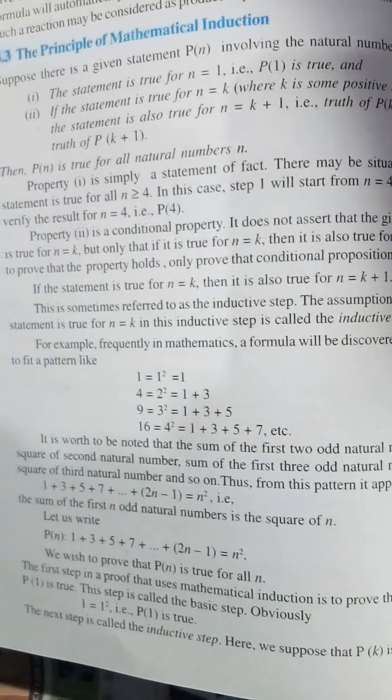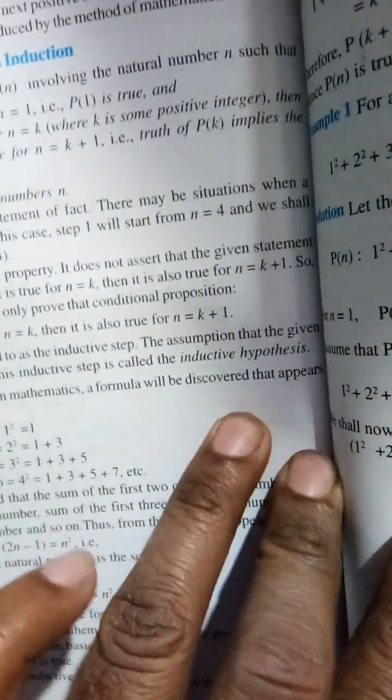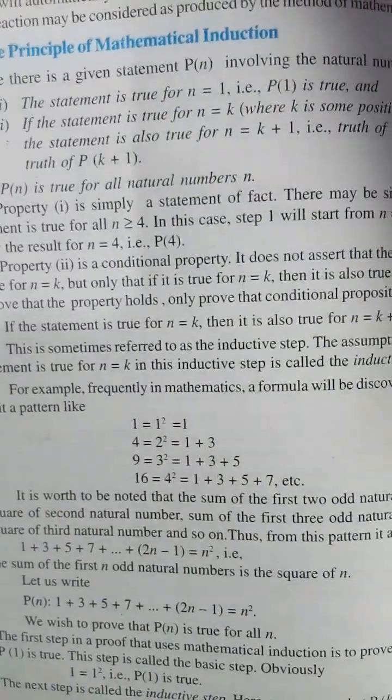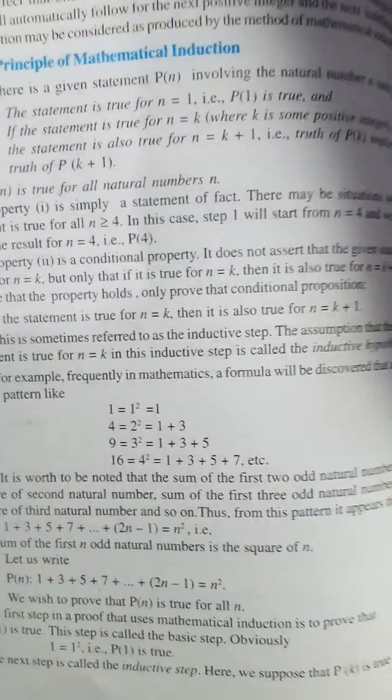Property 1 is simply a statement of fact. There may be situations when a statement is true for all n greater than 4. In this case, step 1 will start from n equal to 4 and we shall verify the result for n equal to 4, i.e. P(4).